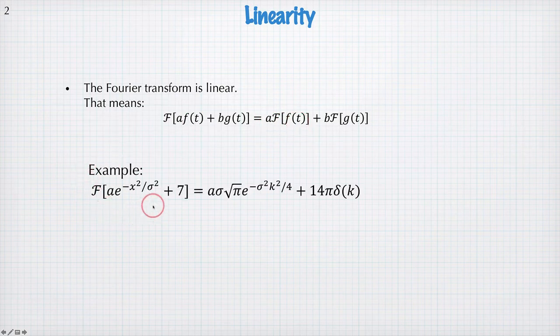So, for example, here we have a sum of a Gaussian and a constant. The Gaussian here is multiplied by some constant a. The Fourier transform is the sum of the Fourier transforms of these individual functions.